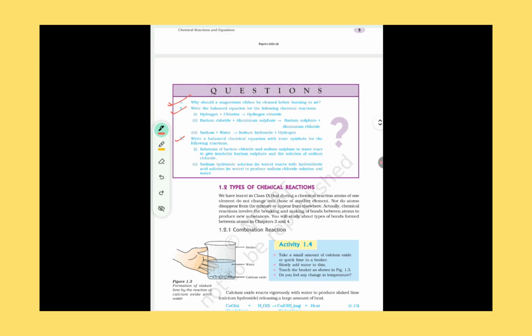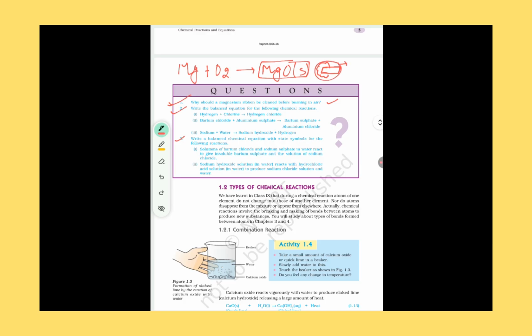चलिए, पहला क्वेश्चन है, Why should a magnesium ribbon be cleaned before burning in air? As we know that magnesium is a reactive metal, and when it comes in contact with oxygen, it forms nothing but a layer of what? Magnesium oxide. But when you are going to burn that magnesium ribbon again, let's suppose you have this magnesium ribbon, on that ribbon there will be a layer of what? Magnesium oxide. So this magnesium oxide on the magnesium ribbon acts as nothing but what?